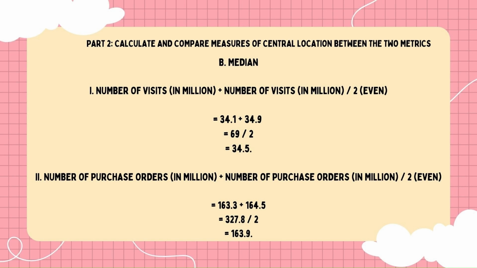Secondly is the median. The calculation for median is the number at the middle of the data after being sorted in ascending order; the two middle numbers will be added and divided by 2 because it is an even number of data. So for number of visits, 34.1 plus 34.9 gives 69, divided by 2, and the final answer is 34.5. Next, for number of purchase, 163.3 plus 164.5 gives 327.8, divided by 2, and the final answer is 163.9.